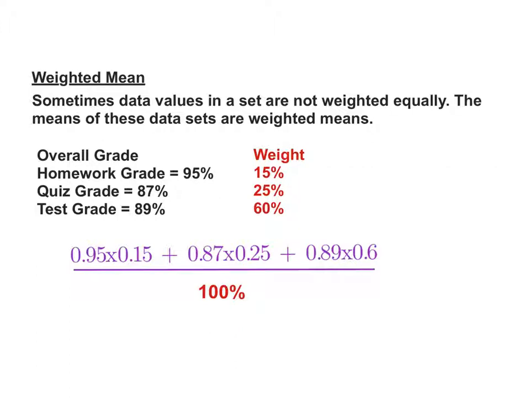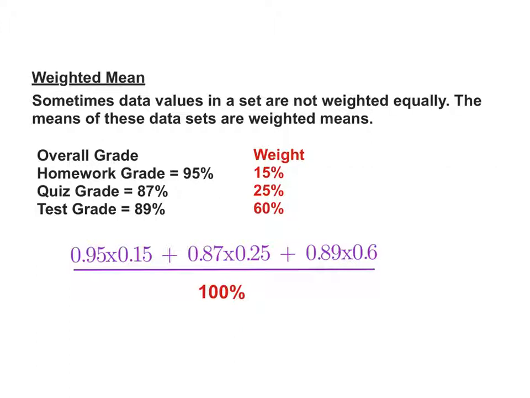So here's what my work looks like. Okay. So I took 0.95 times 0.15, 0.87 times 0.25, 0.89 times 0.6. Again, if I would have left these as whole numbers, my final answer would be as a whole number. But I divide by the sum of the weights. Okay, in this case it's 100%, which is 1, so essentially I'm just dividing by 1, which means adding this up will be my answer. But sometimes the weight won't be a percent, so you'll have to add this up and divide by that number.